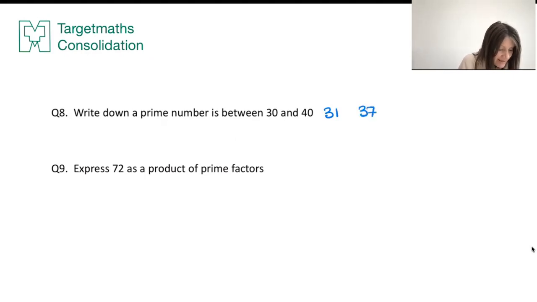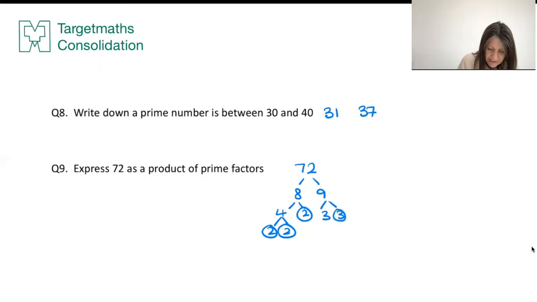72 as a product of prime factors. There are obviously different ways that you can start this off. You don't have to do it the same as me at all. You just got to find a times table that multiplies to make 72. I'm going to choose 8 and 9. 8 9s are 72. And then the 8 will split to 4 times 2. 2 is prime. And then 2 and 2. And then over here, the 9 will split to 3 and 3. So my final answer there is 2 times 2 times 2 times 3 times 3.